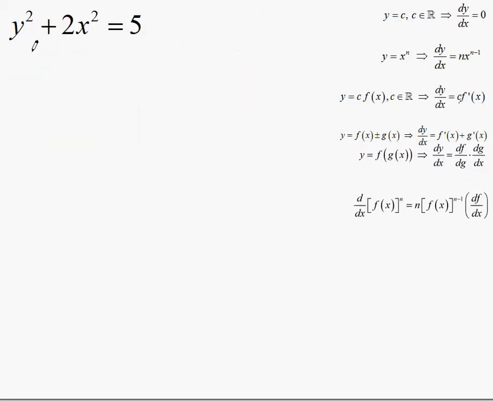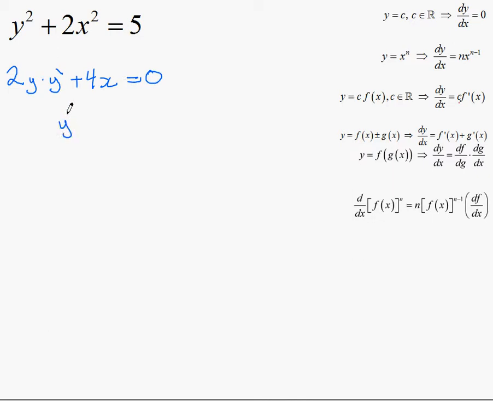This example, we're going to solve implicitly because the x's and y's are together and mixed up. The derivative of y squared, now remember, y is a function of x, so we're going to use this rule. The 2 comes down, the y stays the same, f of x doesn't change. 2 minus 1 is 1, so that's there. Multiplied by the derivative of this part, or the function, which in this case, the derivative of y is y prime. Plus, now this is just x here, so really now we're using this rule and this rule. This is 4x. The derivative of 5 is 0.